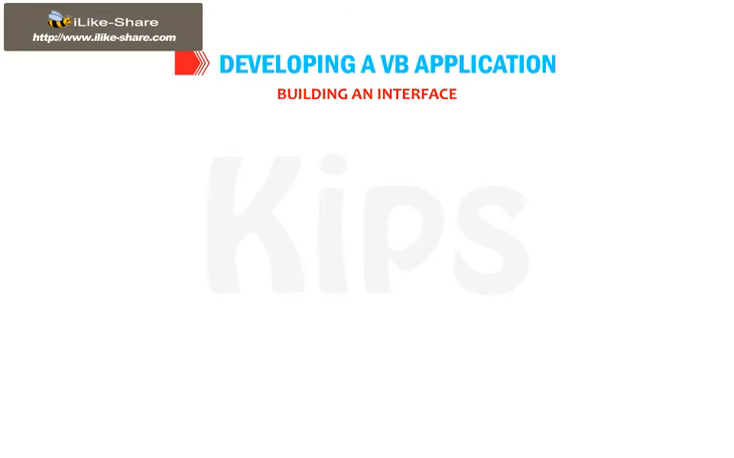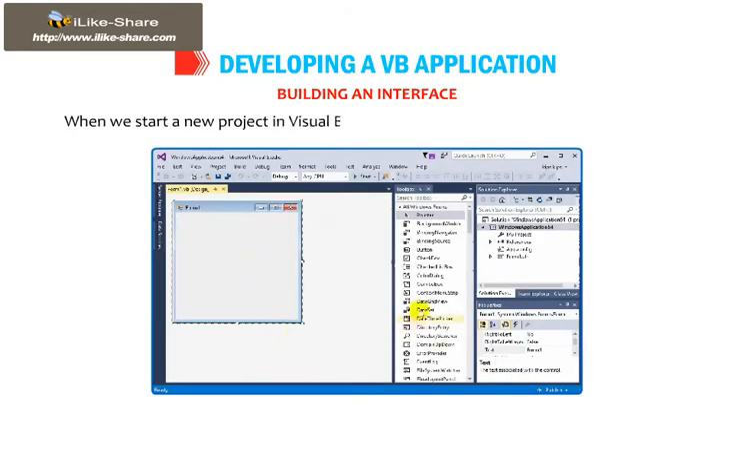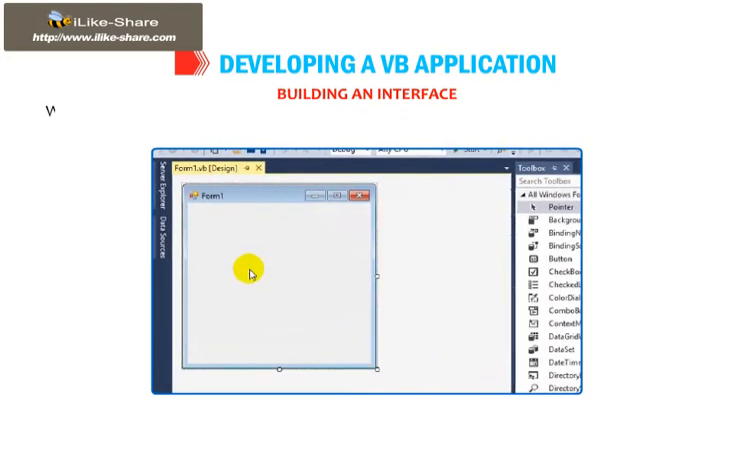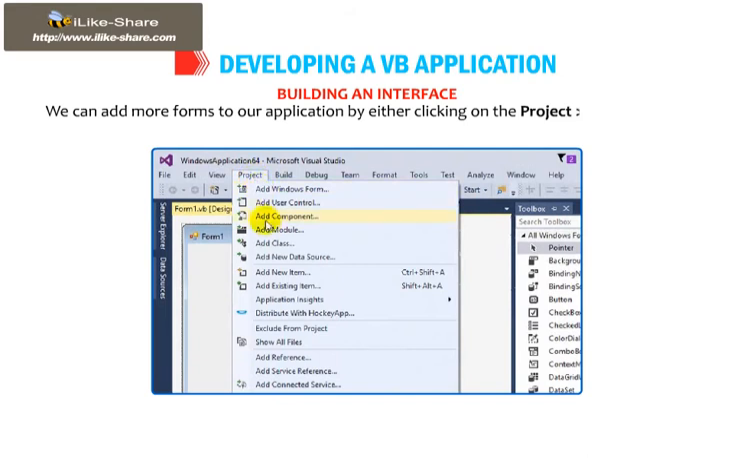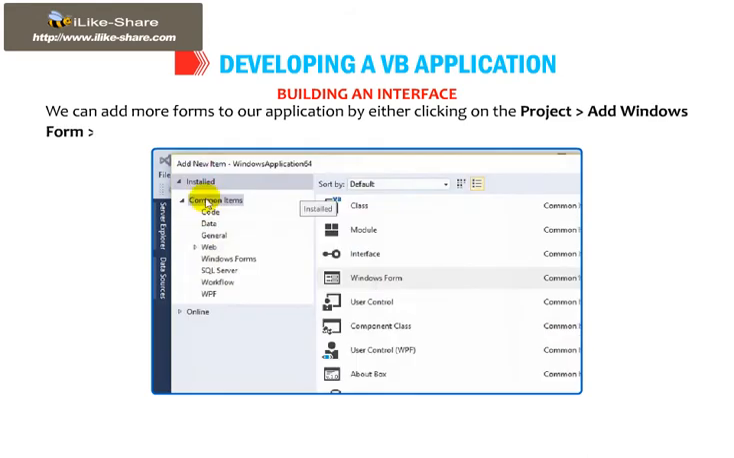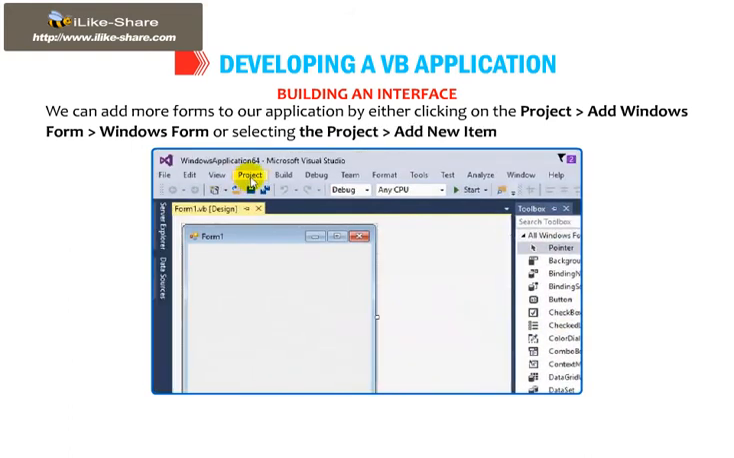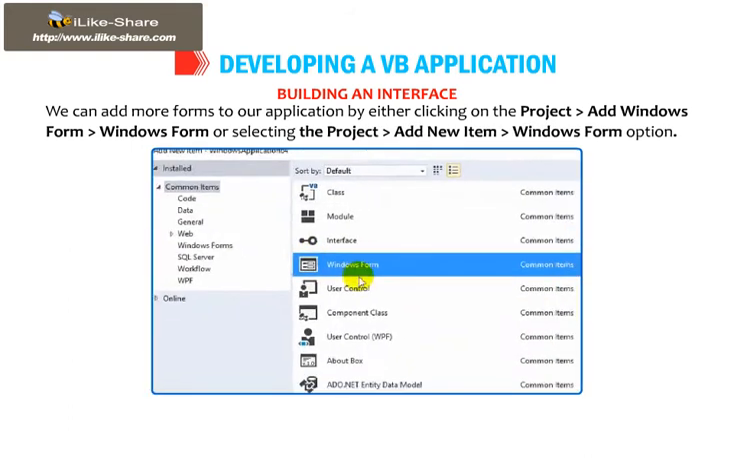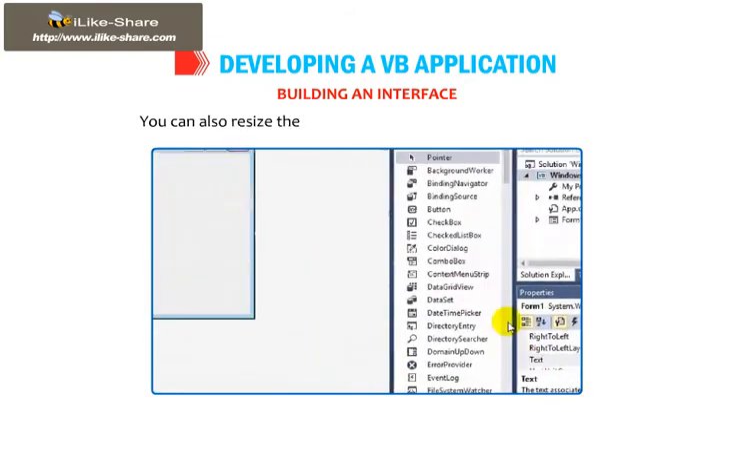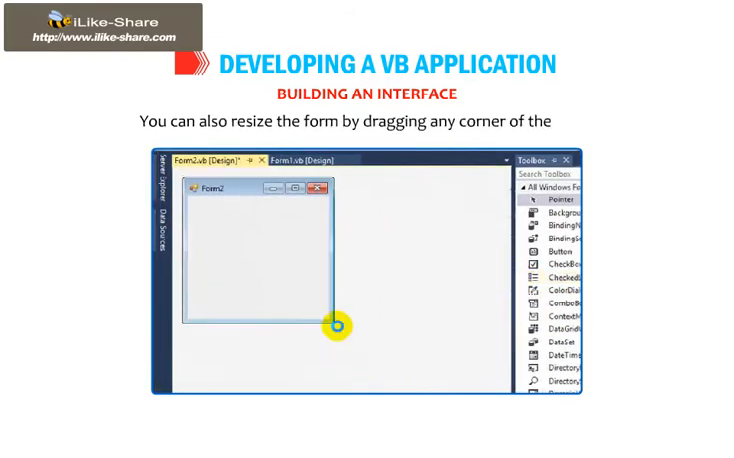Building an interface. When we start a new project in Visual Basic 2015, a blank form appears on the screen. We can add more forms to our application by either clicking on the project, then Add Windows Form and then Windows Form, or selecting the project, then Add New Item, then Windows Form option. You can also resize the form by dragging any corner of the form.